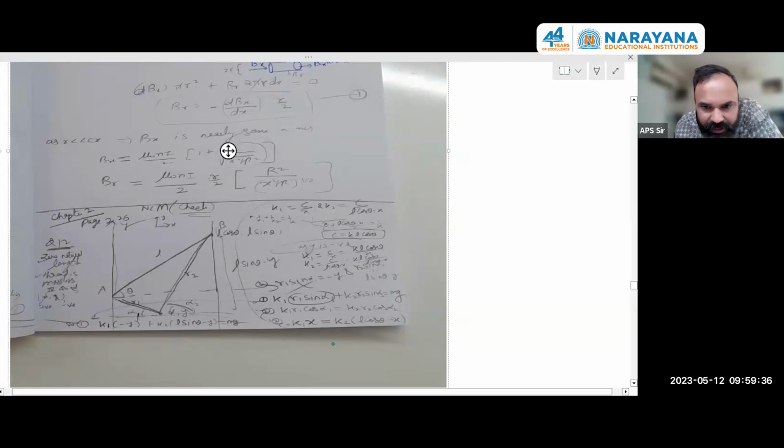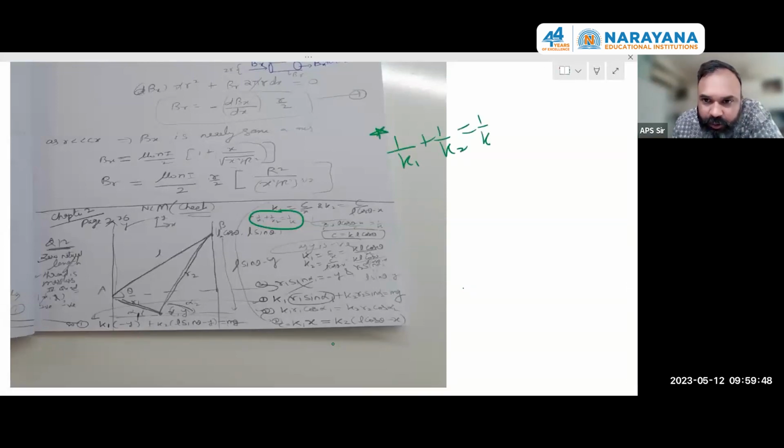After taking all these terms, I need to write an expression for K1 and K2. So what I've done is, I've used the basic concept of springs in series. So I'll write 1 upon K1 plus 1 upon K2 is equal to 1 upon K. That is my first equation.